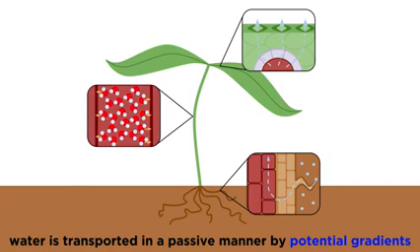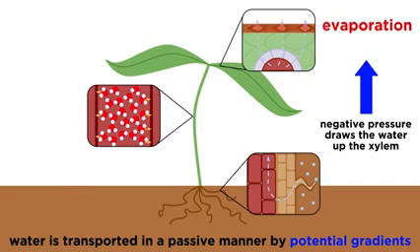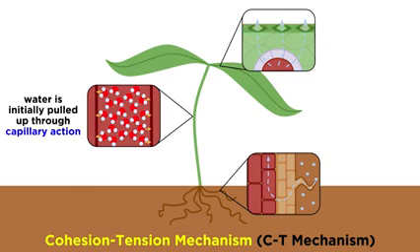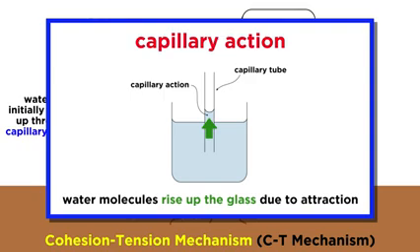Water is transported in a passive manner through the plant by pressure and chemical potential gradients. Specifically, this movement is driven primarily by potential differences in water caused by the negative pressure differential generated by the evaporation of water from the leaves. This process is known as the cohesion tension mechanism, or CT mechanism. Essentially, the water is initially pulled up through the xylem due to the cohesive and adhesive properties of water, in this case referred to as capillary action, which we discussed in the general chemistry series.